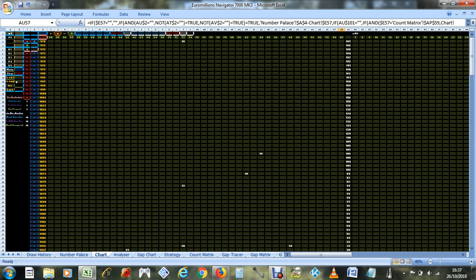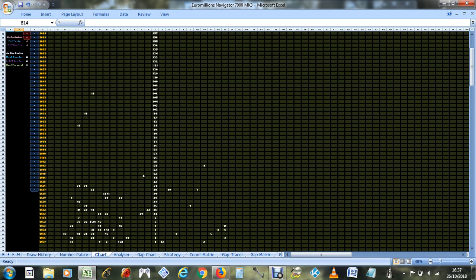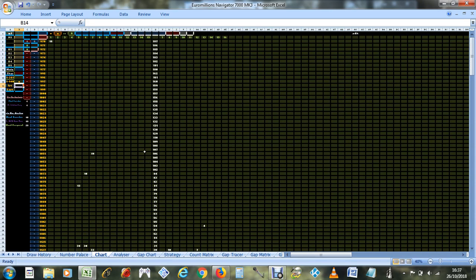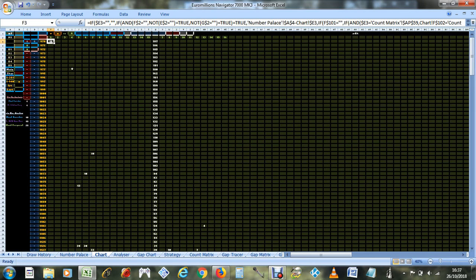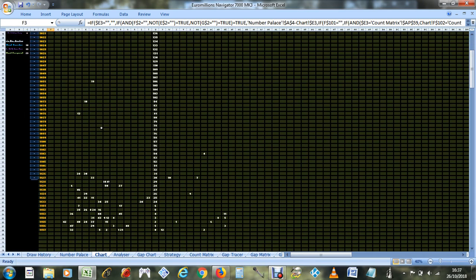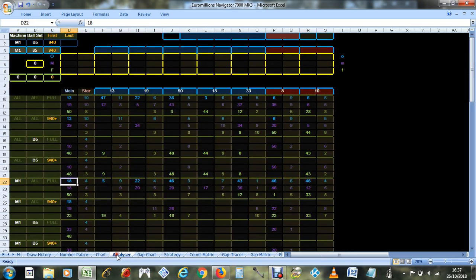Now, if we look at that in recent history, since the star numbers went up to 12, we get this chart, which is kind of a weird shaped chart. And because 18's so overdue, it's kind of stretched out vertically. So number 18 really needs to come out, because that chart is ridiculously stretched out on a vertical axis. So I would predict that number 18 is going to come out.